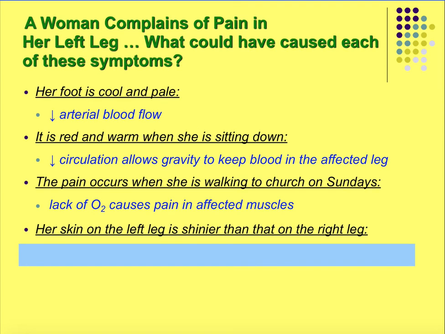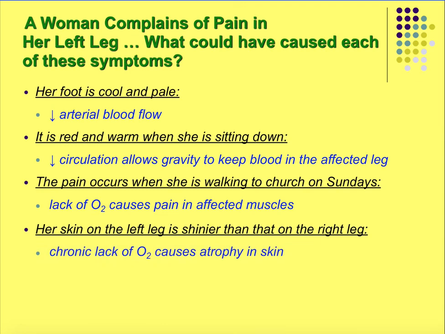And then her skin on that leg is shinier than on the other leg, the right leg. And that's because not only are her muscles not getting oxygen, but neither is her skin, and that's causing atrophy in the skin.